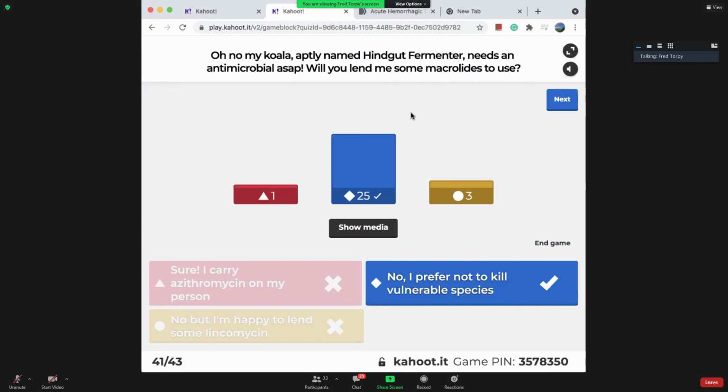Macrolides in our hindgut fermenters. Does anybody remember why those are contraindicated in our hindgut fermenters? Dead bunny. Yeah, exactly. So does anybody know how that goes about? Like what causes it? It almost takes out the microflora of the hindgut. Yeah, exactly. It can cause a really severe dysbiosis and colitis, which can be fatal. So in a hindgut fermenter, it's just not worth the risk.